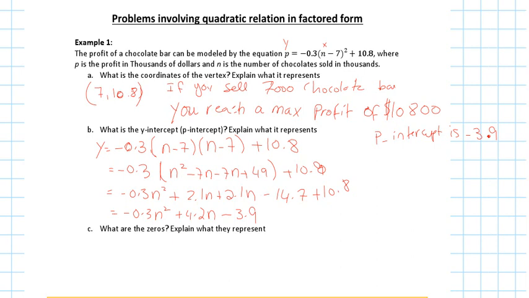$3,900, right? That makes sense because they produced the chocolate, but they haven't sold it yet, okay? So the profit when zero chocolate was sold is a loss of $3,900.